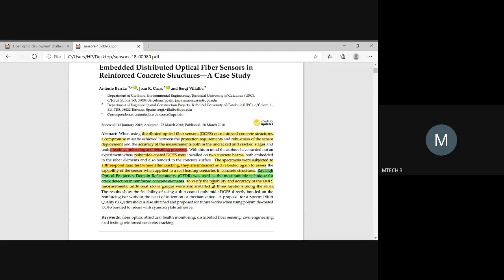So here it is basically a case study wherein they have used these optical fiber sensors in reinforced concrete structures. That means basically buildings, any type of building which has been constructed using concrete material. Using these sensors has proven to be better for protection requirements.